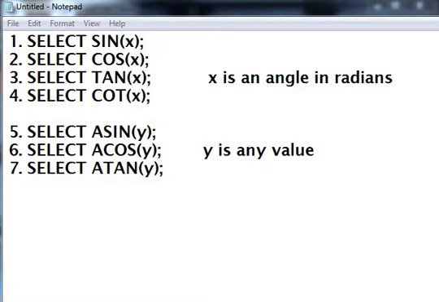Another interesting part: if you put an a before these trigonometric functions, then you will get their inverse values. For example, if you put a before the sine function, then you will get the value of sine inverse. Similarly, for cos you will get the cos inverse, and for tangent you will get the tangent inverse.